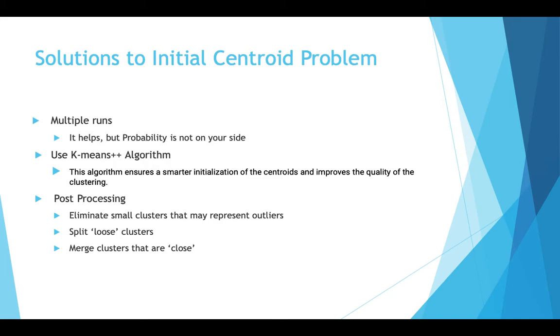It helps, but probability is not on your side, because you never know when you will get the best clustering. Second thing is the K-means++ algorithm. This algorithm ensures a smarter initialization of centroids and improves the quality of clustering. This is very similar to the K-means clustering algorithm. Only difference is the smarter initialization of centroids.